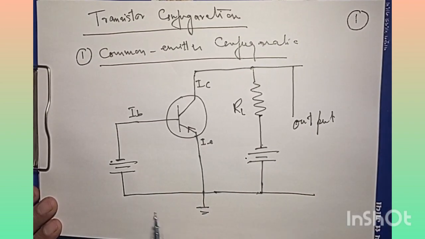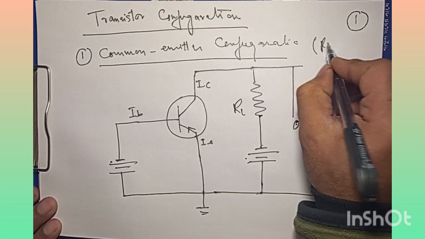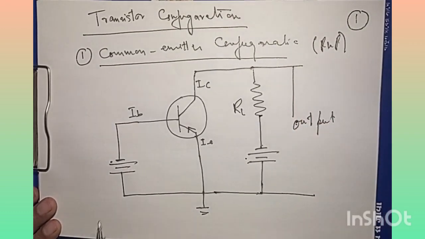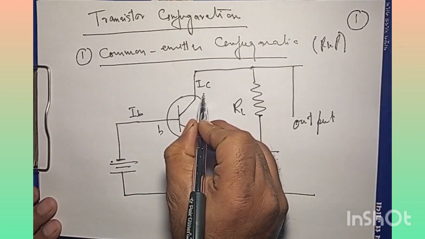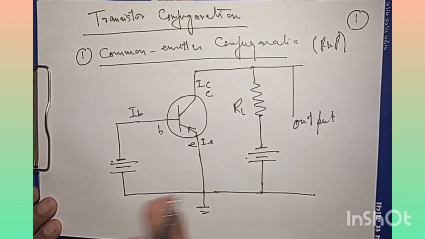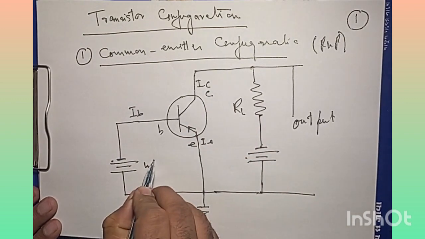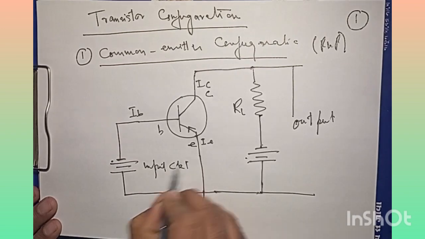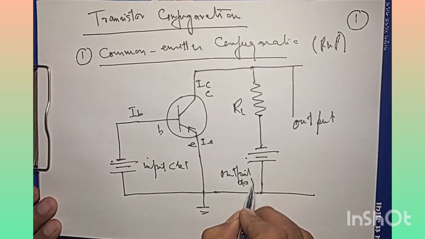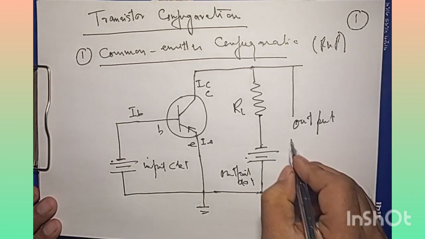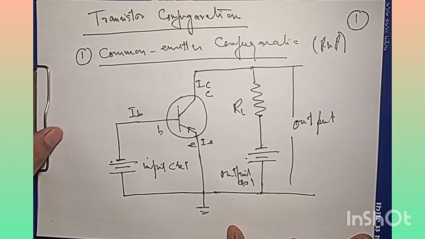So this configuration is the common emitter configuration of a transistor. Here we have a PNP transistor. Now, we can clearly see that this is the emitter, this is the base, and this is the collector. This emitter is bifurcating the input circuit from the output circuit. This is why it is called common emitter configuration.